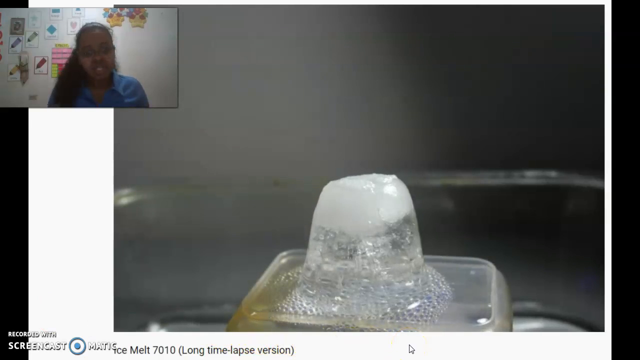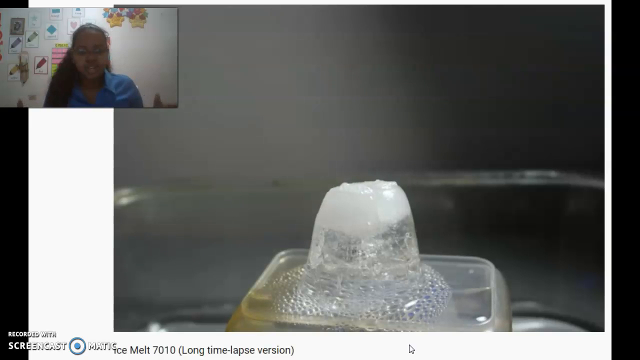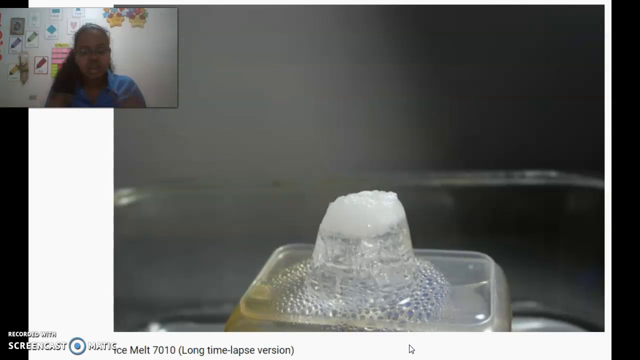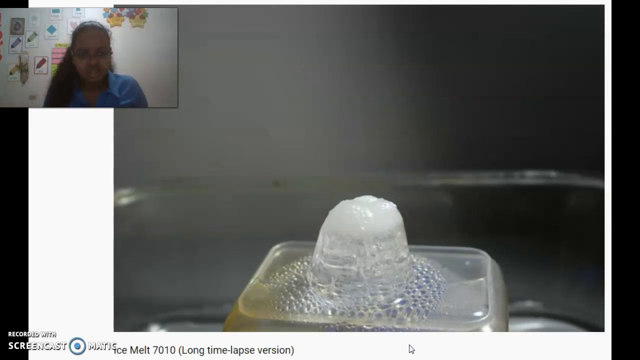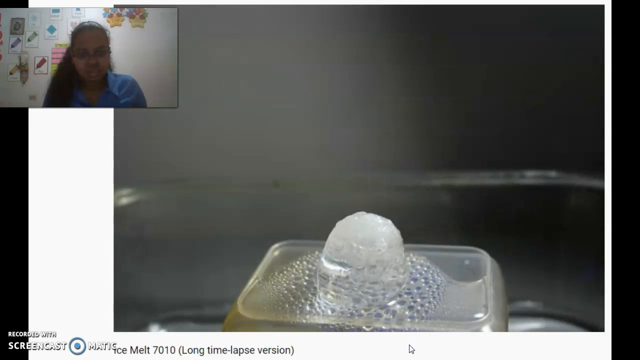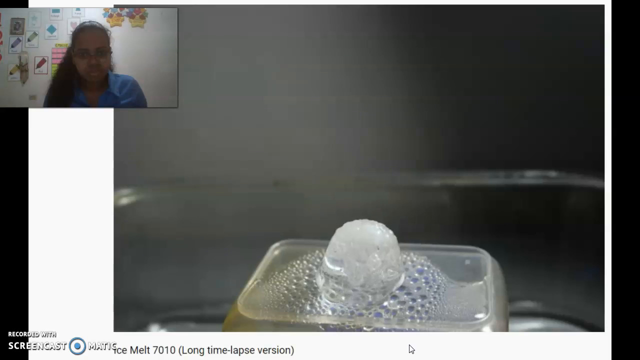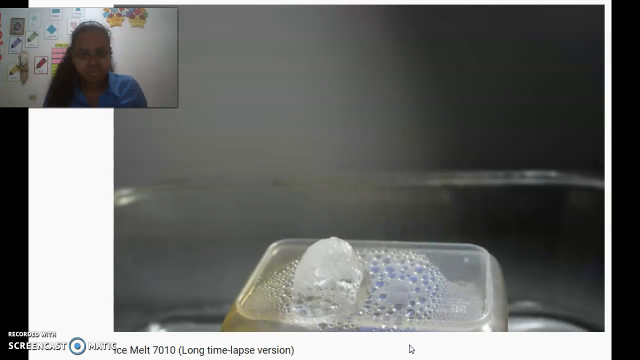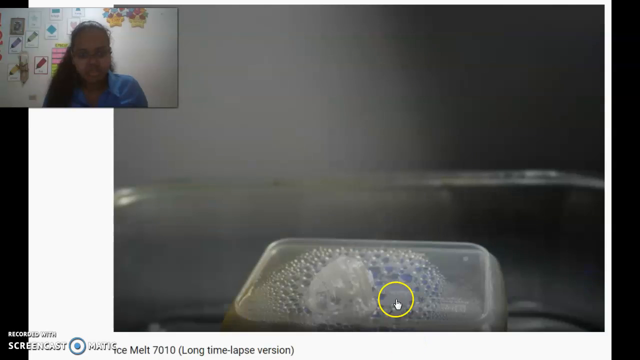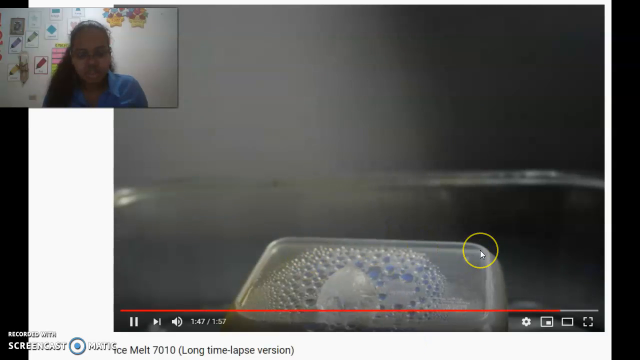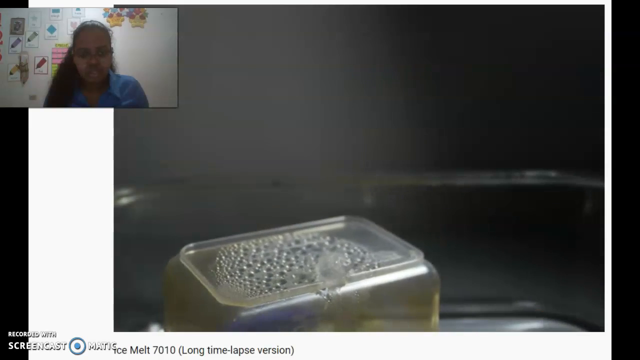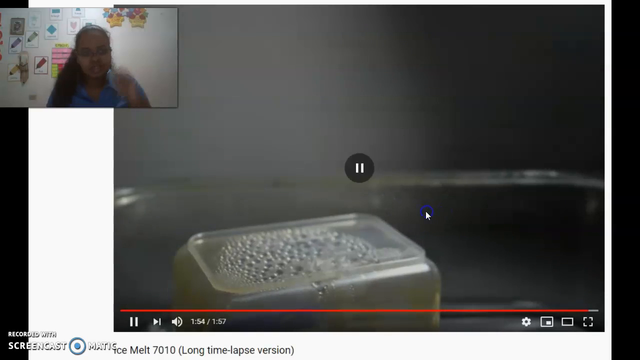So at the end we are just getting water. Because what happened? The ice cube melted completely. It's completely melted. So now, look, there is just water. Excellent.